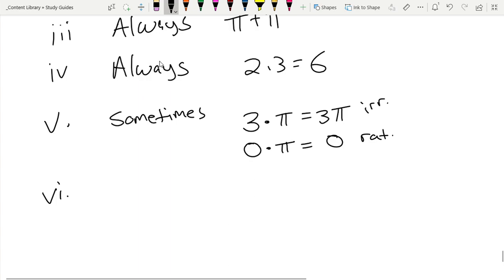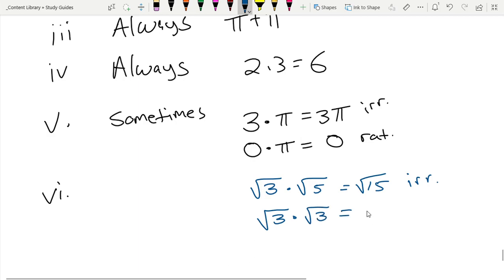And finally, the product of an irrational and irrational is irrational. Well, that's true. Square root 3 times the square root of 5 would be the square root of 15. That's irrational. But if I did root 3 times root 3, I get the square root of 9, which is equal to 3, which is rational. So this is a sometimes statement as well.